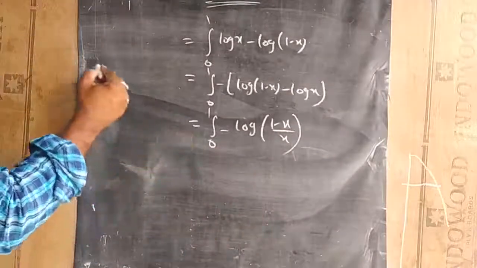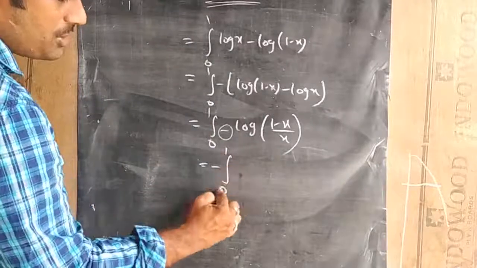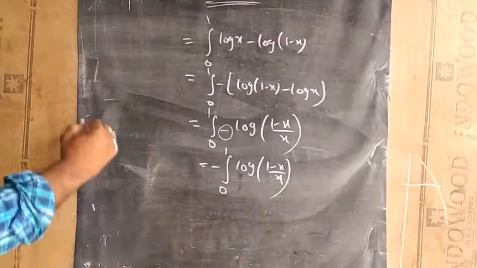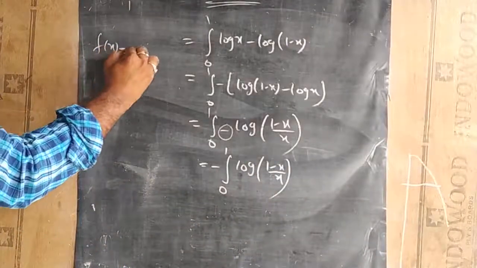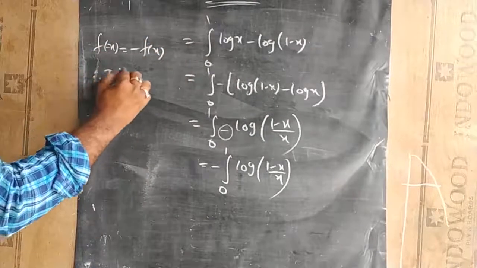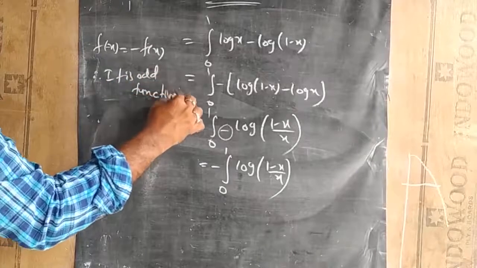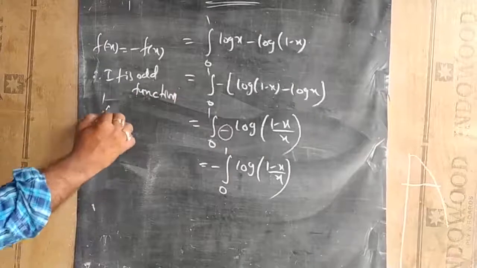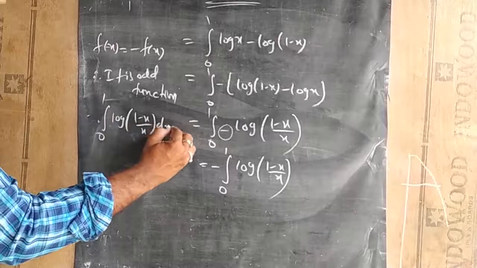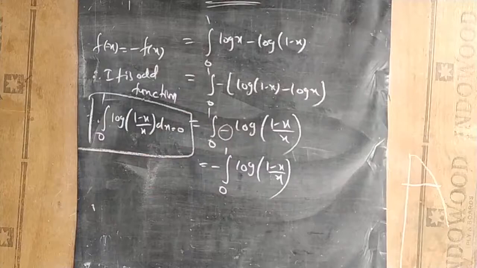So whatever the question that was given, we are getting here a negative extra. So negative of integral 0 to 1 log of (1 minus x) by x. So by this we can say that f of x is equal to minus of f of x. Therefore it is an odd function. So definitely the integral 0 to 1 log of (1 minus x) by x dx is equal to 0. Since it is an odd function, the integral answer will be 0.